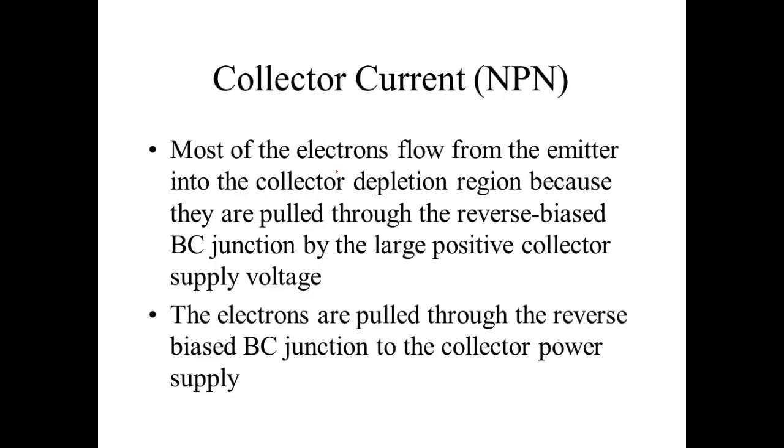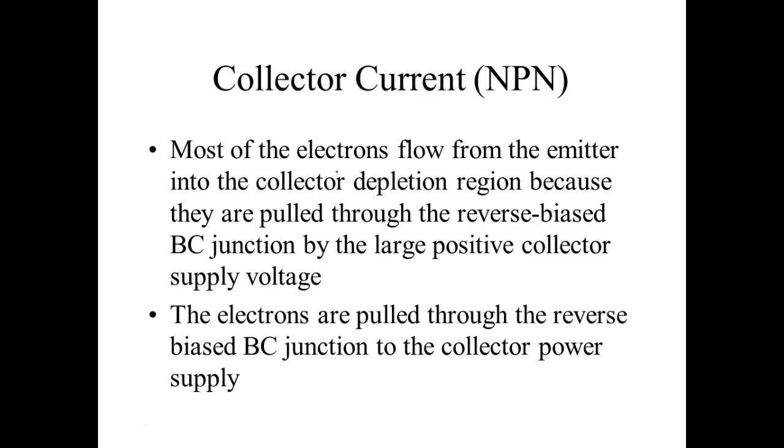Most of the electrons flow from the emitter into the collector depletion region because they are pulled through by the reverse-biased base-to-collector junction by a very large positive collector voltage. So the collector voltage is going to be real high, a real high positive relative to the base voltage. It's going to be a higher positive for an NPN transistor, and a higher negative for a PNP transistor. The electrons are pulled through the reverse-biased base-to-collector junction to the collector power supply.